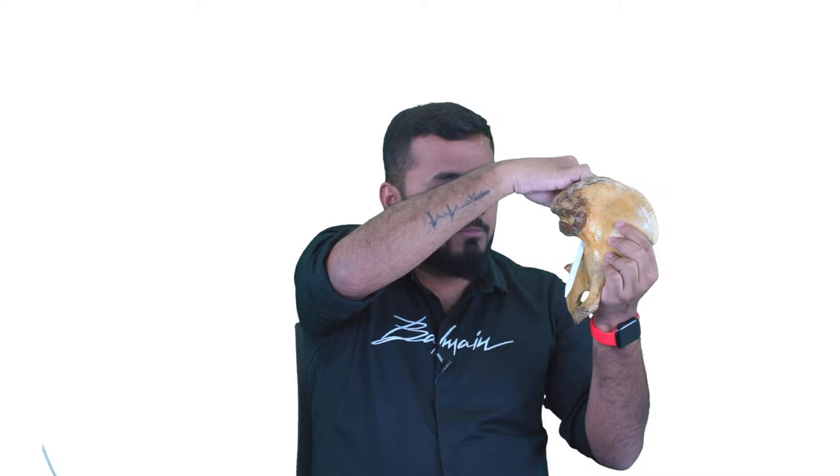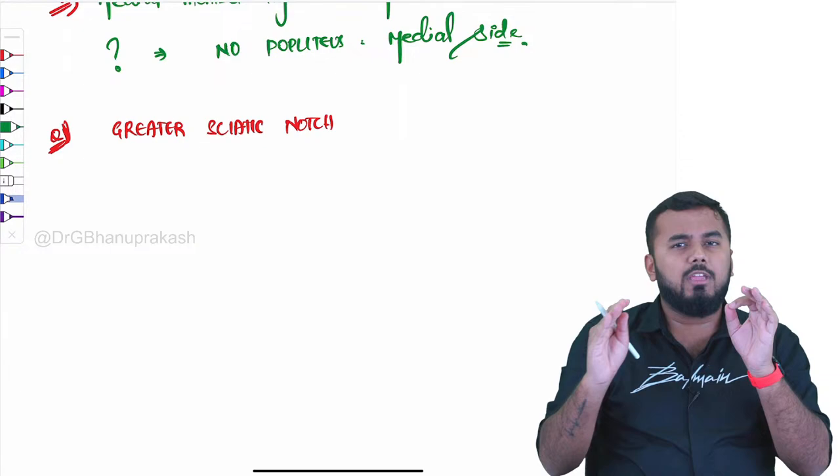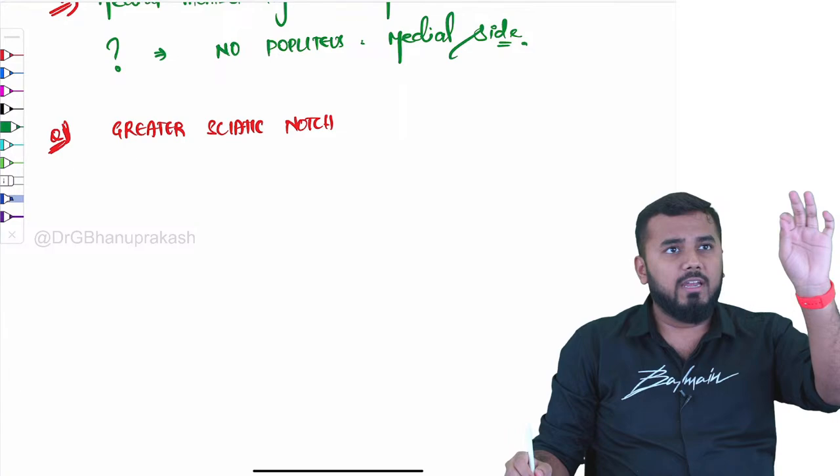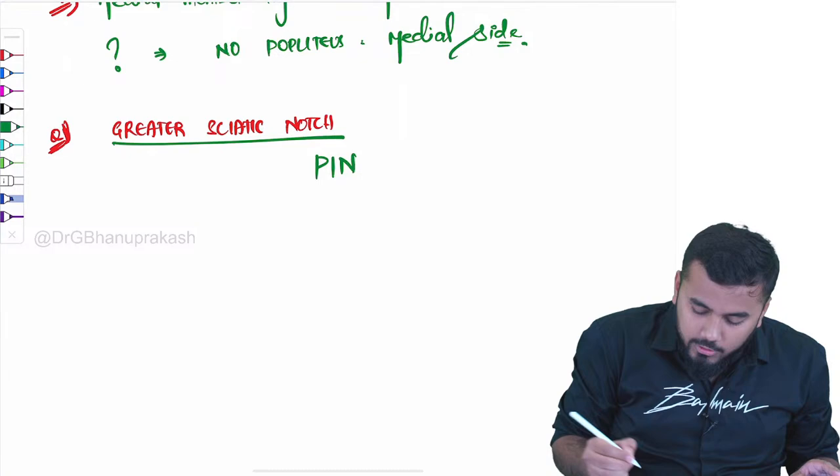So, there are a lot of structures that are passing from the greater sciatic notch to the lesser sciatic notch, okay? There are only three structures that are passing from the greater sciatic notch through the lesser sciatic notch. Now, these structures are very important, guys. Whenever I'm writing this, you have to pin this, okay? Write it on a paper, pin it somewhere and read daily. So, these structures are very important. So, how do you remember? PIN. You have to pin it.